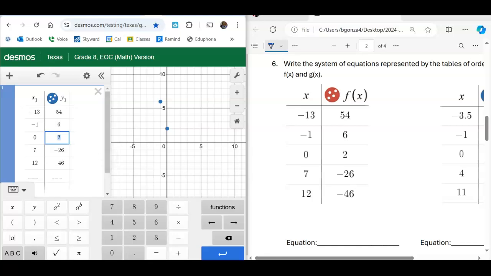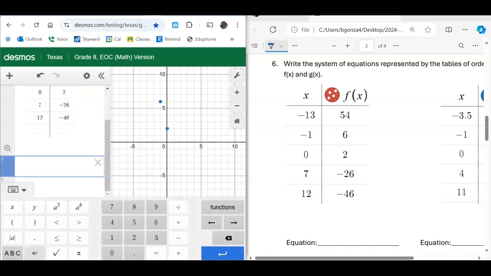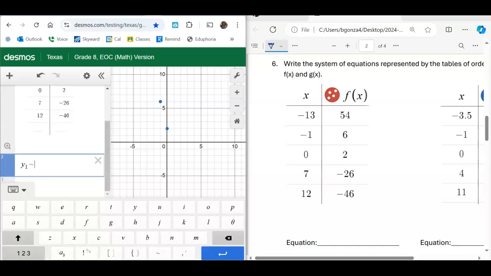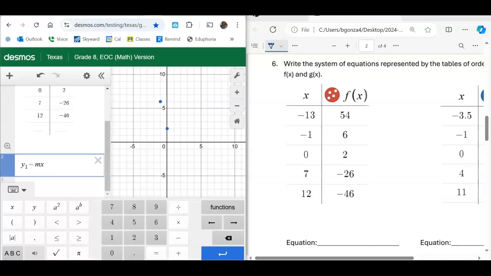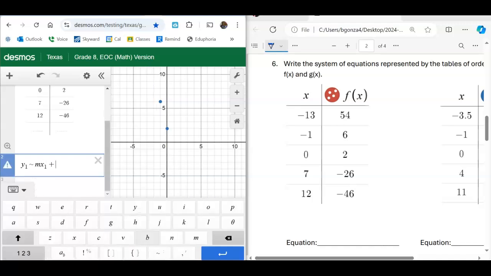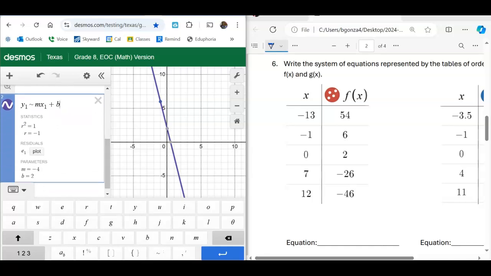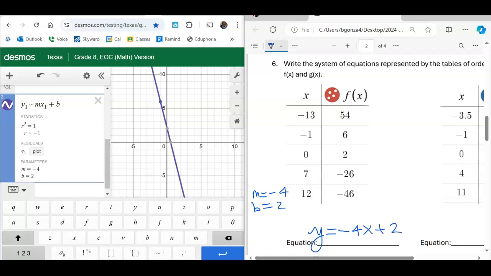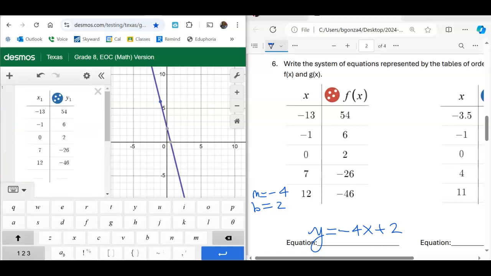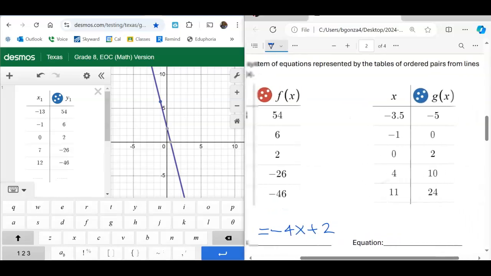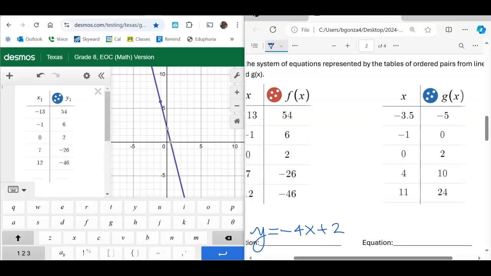And then, y'all remember this one. Come down here and you do y1 squiggle m x1 plus b. It will give you your m and your b, so you can write y equals m, which is negative 4, b, which is 2, so negative 4x plus 2. Cool. Now, you don't actually have to delete everything and start all over. You can just replace the numbers in the table. So over here, let's go ahead and type in these numbers.